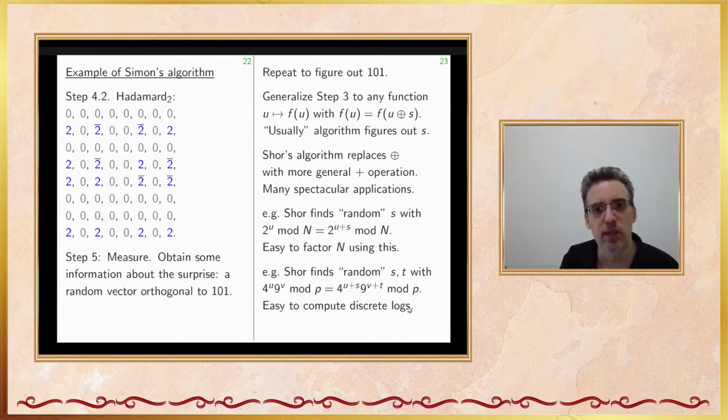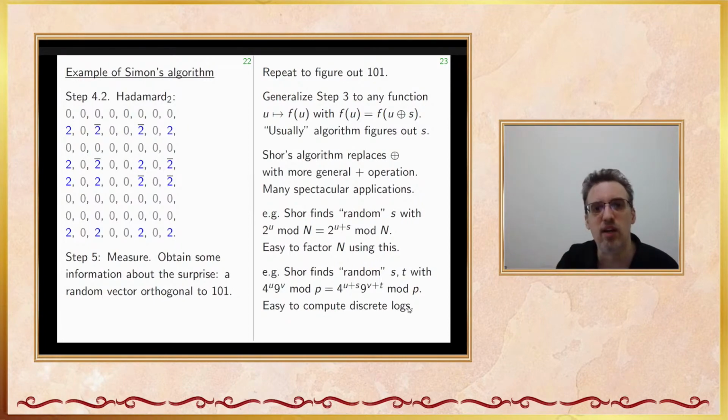There are going to be periods, pairs s comma t, so that 4 to the u, 9 to the v is always the same as 4 to the u plus s, 9 to the v plus t. For example, one of the periods is s is p minus 1 and t is 0, or s is 0 and t is p minus 1. But there are more periods, and if you have a random period that is not just obvious from p, that will very likely tell you the discrete logarithm of 9 base 4 modulo p. And this is what Shor's algorithm is doing to find discrete logarithms.